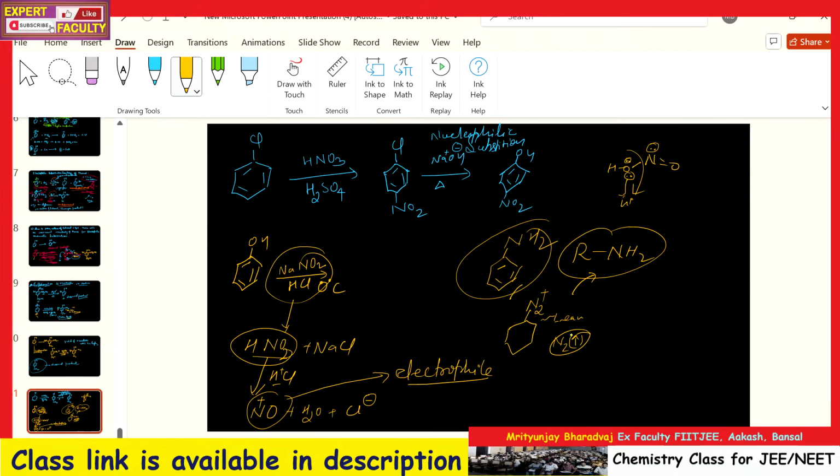And that results into what? Removal of product. That's why the reaction goes to this side, which will present more product. Very good.